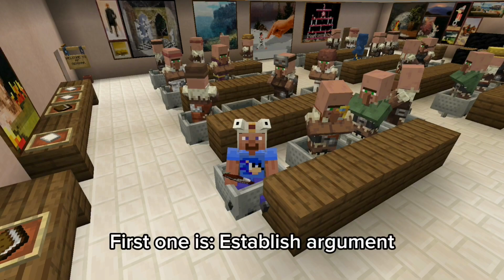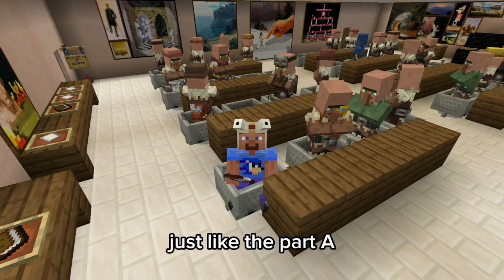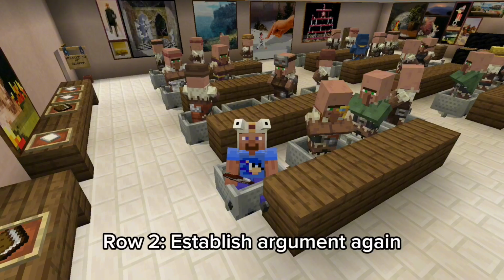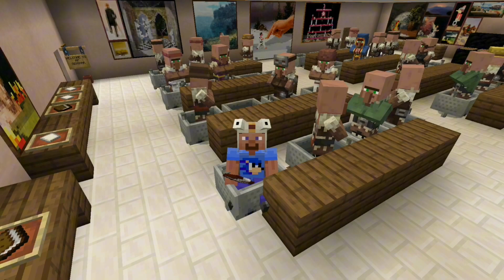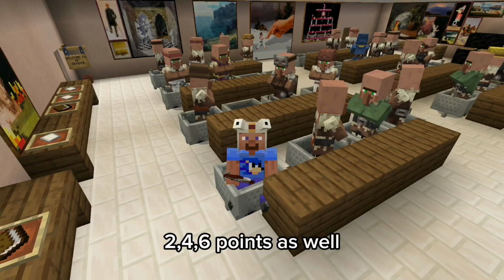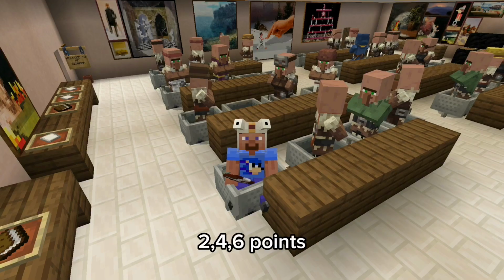There are 4 rows. First one is establish argument, 2, 4, 6 points, just like the part A. Row 2, establish argument again, 2, 4, 6 points. Row 3, select and use evidence, 2, 4, 6 points as well. And row 4, apply convention, 2, 4, 6 points.